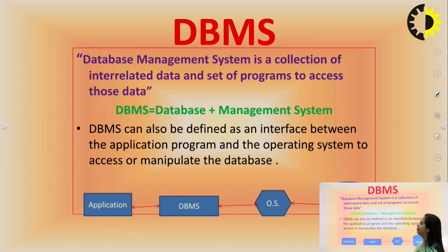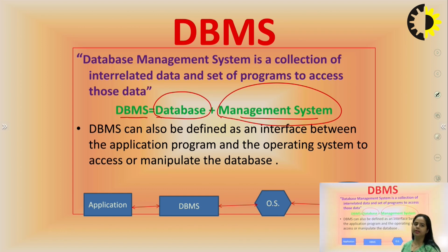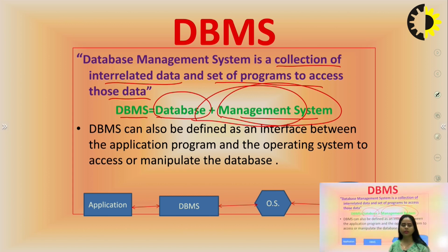Coming to the DBMS, what is the basic definition of DBMS? DBMS is composed of two terms, database and management system. Here, database means a collection of related or similar information. What is the meaning of management system? A set of tools to access that data, to manipulate that data, to delete that data. So DBMS is a collection of interrelated data and a set of programs to access that data.